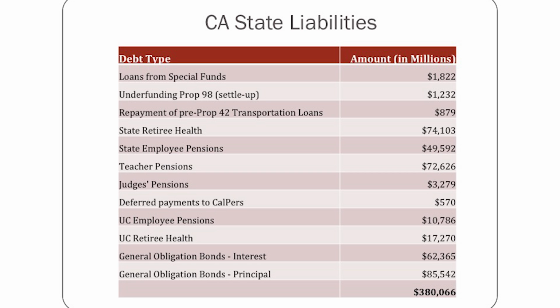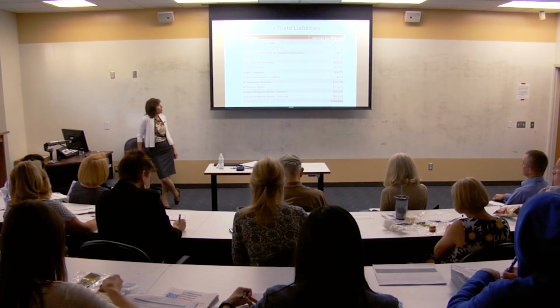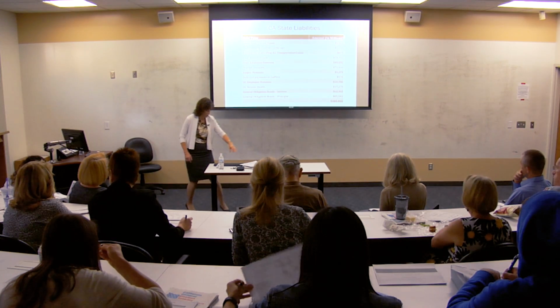The biggest concern right now is teacher pensions and state retiree health plans, because those right now have $0 set aside for that funding. And so when those teachers and other public employees start to retire, we don't currently have money set aside to fund those. Okay, so that's something to keep in mind as well.